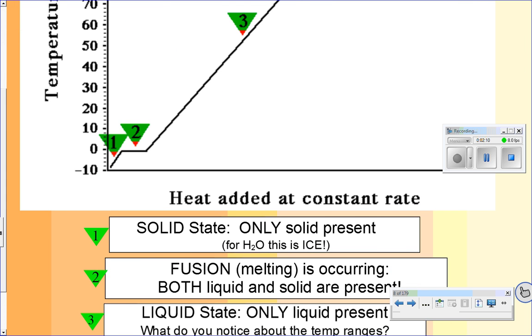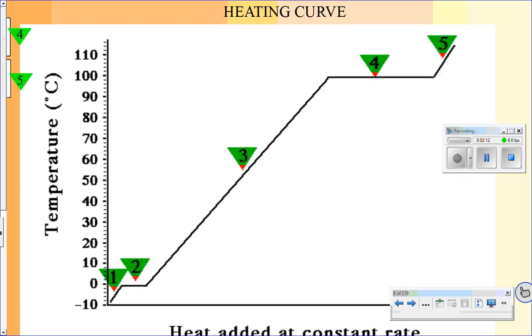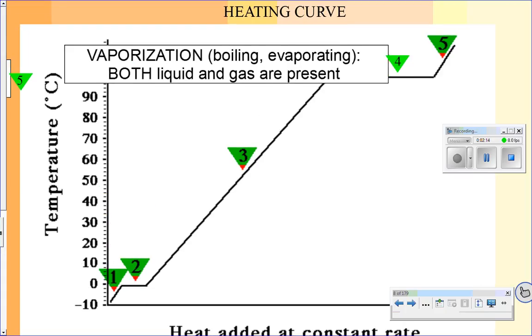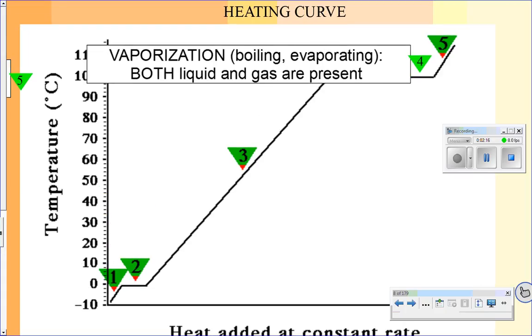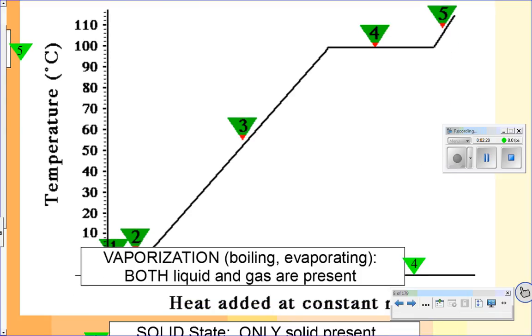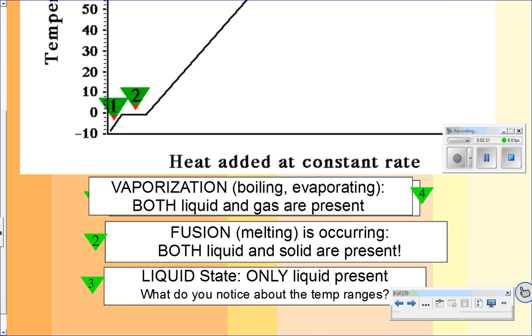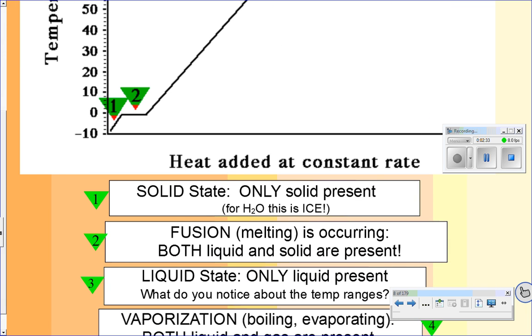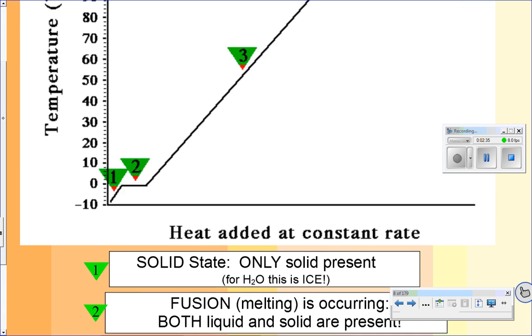At 100 degrees Celsius, for a sample of water, we expect boiling or vaporization to occur. We could also have the passive version of this, which is evaporation, occur as well. During this phase, both liquid and gas are present. You may have noticed before, if you're boiling water and you get that steam, the wet feeling that steam really does have to it.